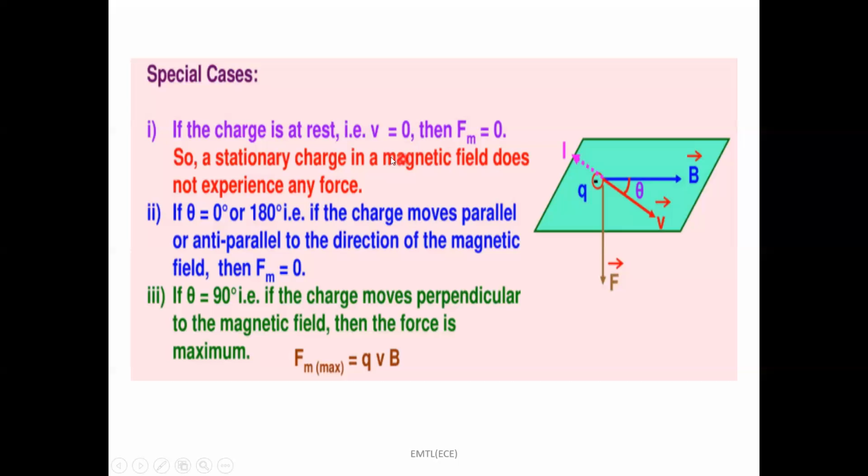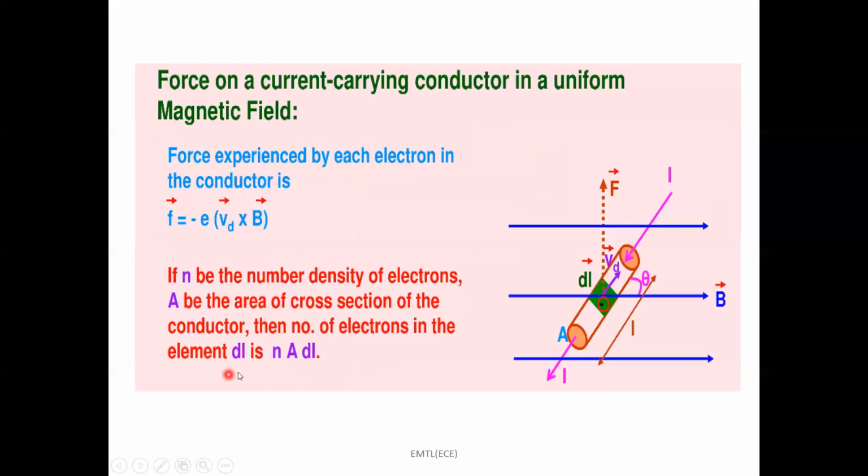When the velocity is equal to 0, that means the particle is at rest, the magnetic force is 0. Or if the angle between velocity and magnetic field is 0 or 180, the magnetic force is 0. If theta is 90, the magnetic force experienced by the particle is the maximum value, equal to QVB. Okay, now the next concept is force on a current carrying conductor in a uniform magnetic field.